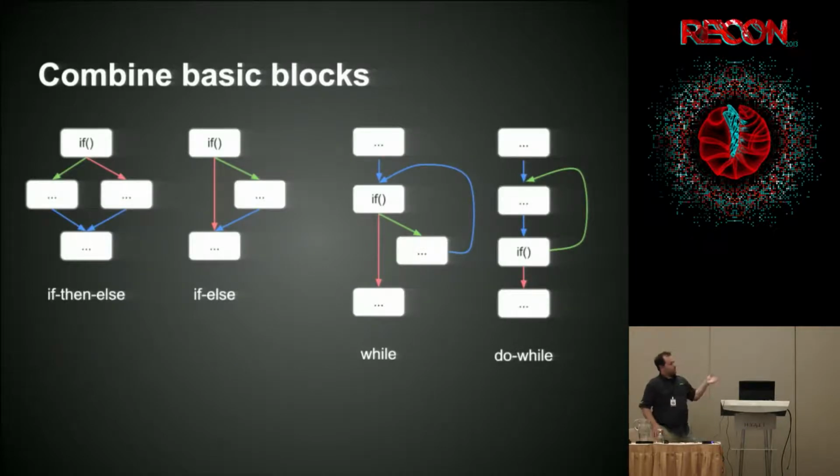And so here's a couple of control flow structures that you can easily recognize, like the basic if and if else. You have a couple of loops, and then you do that recursively, and you end up with clean code that you can read as a programmer.